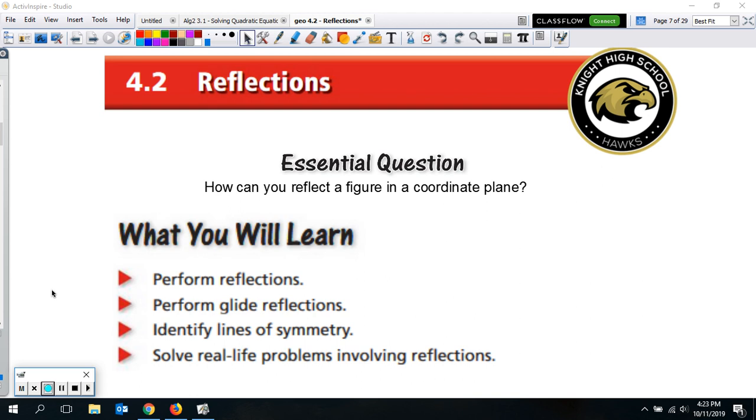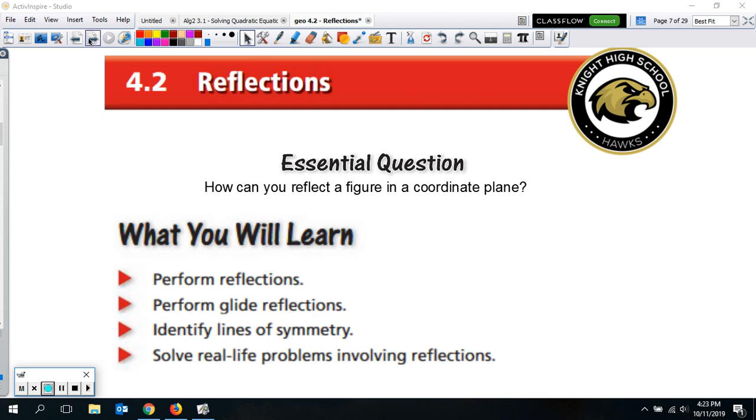He was just showing us that you can do really 3 of them so far on that video: rotate, reflect, and translate. We've already looked at the translations. We're looking at reflections in this lesson, and rotations are coming up with the next one. So we're going to be performing these reflections and performing glide reflections, looking at lines of symmetry.